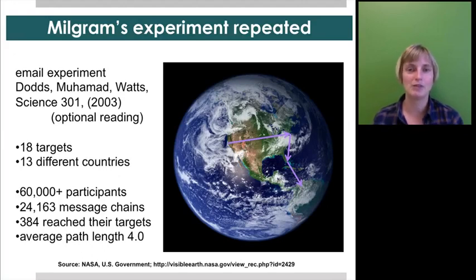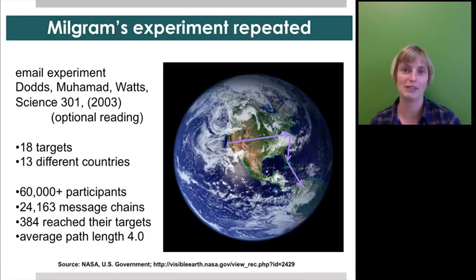This experiment was repeated in 2003 with email. And the task was very similar, but you had 18 targets instead of one target, 13 different countries, and far larger initial participation. So they got 60,000 participants into the experiment, 24,000 message chains, but fewer than 400 actually made it to the target, versus Milgram, who had about a 20% completion rate. And here, the average shortest path, which spanned the globe, was really short. It was just 4 steps.